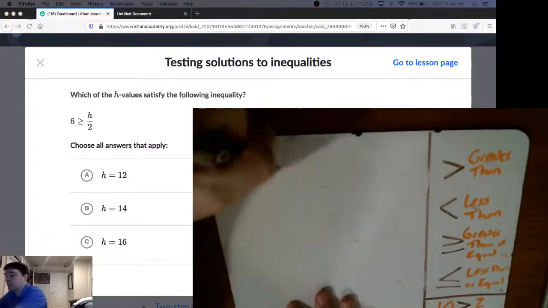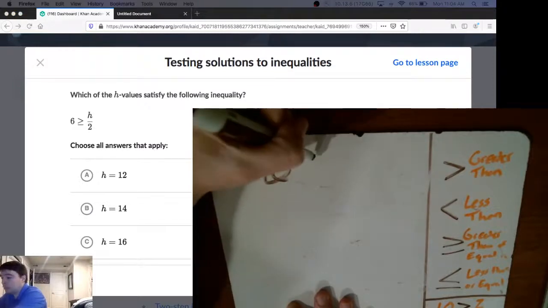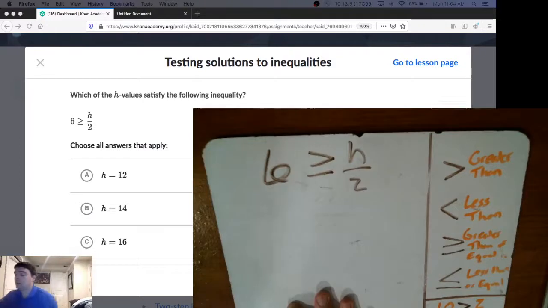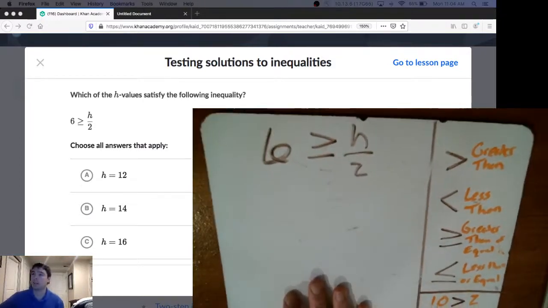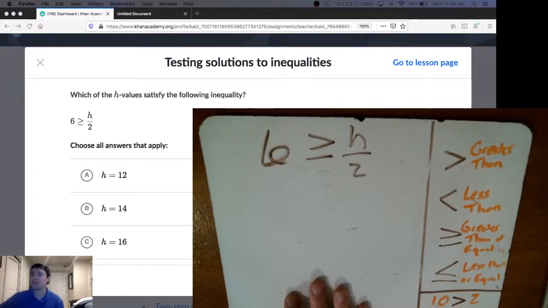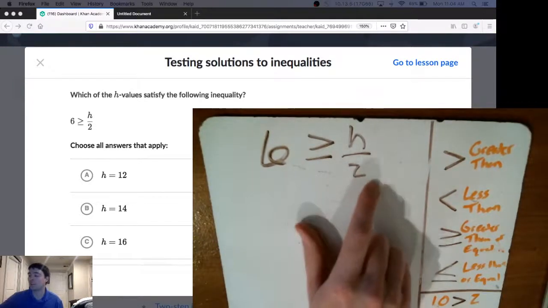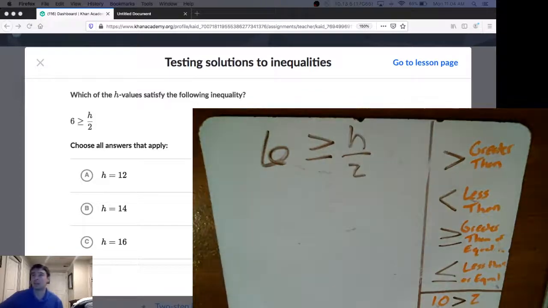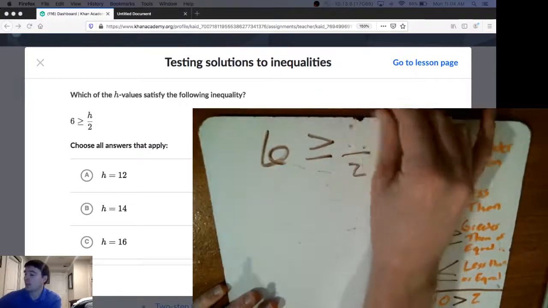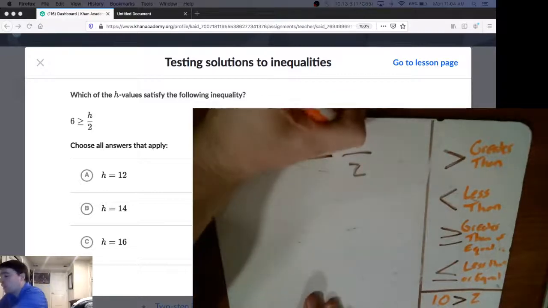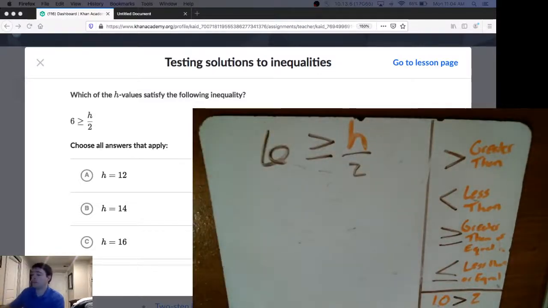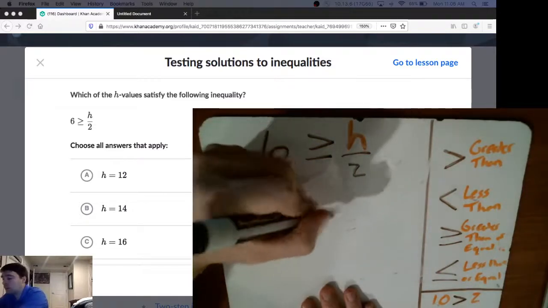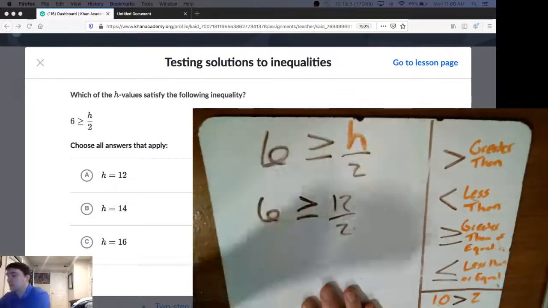So we see the inequality says 6 needs to be greater than or equal to whatever h divided by 2 is. Typical Khan Academy assignment, the last question's almost easier than the first few ones. They've given us a simpler inequality here. We just take h divided by 2, and that needs to be less than or equal to 6. So the first thing I'm going to replace h with, again, we'll put that h in orange. That's our variable that's getting substituted out as we test these solutions. I'm going to plug in a 12 for h because that's the first solution they want me to test for h.